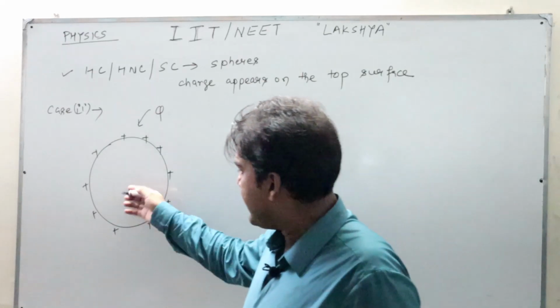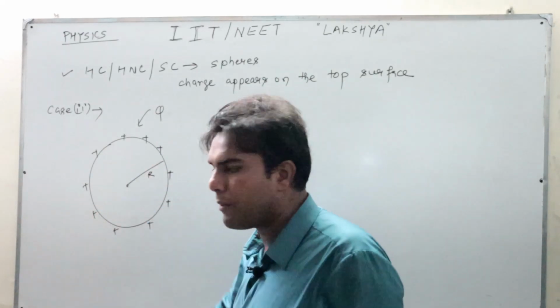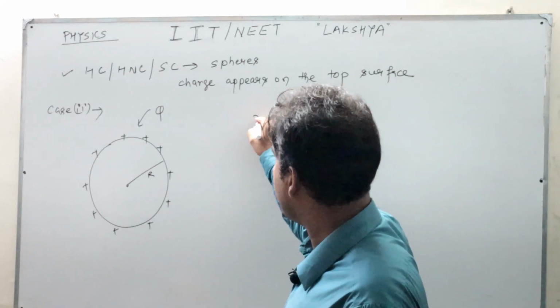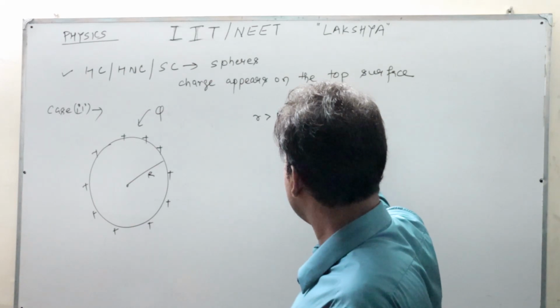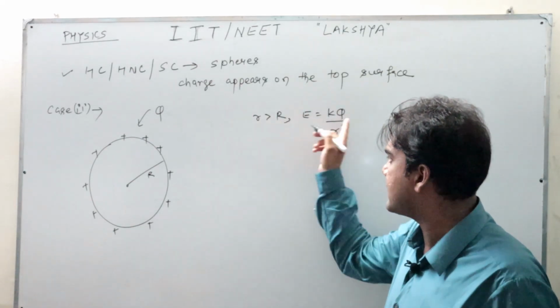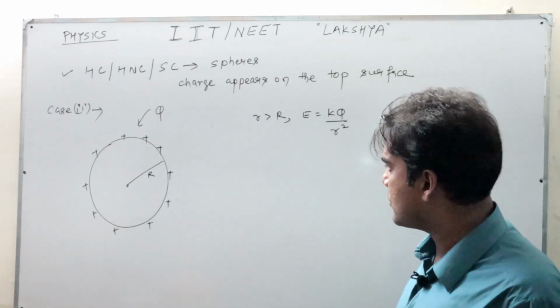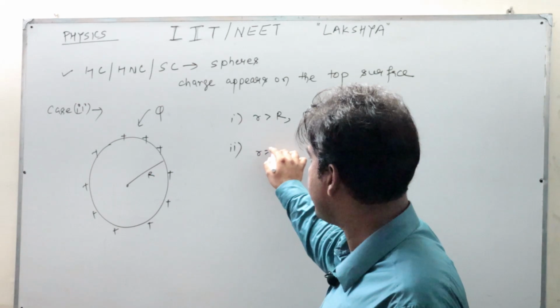So again, let us say here also the radius is R. You remember for the earlier case, when r was greater than R, what was the electric field? kq by r square. When r was greater than R, electric field was kq by r square. So that was case number 1. Now case number 2, we are taking r equals to R.